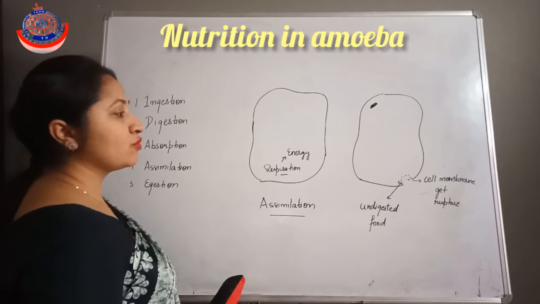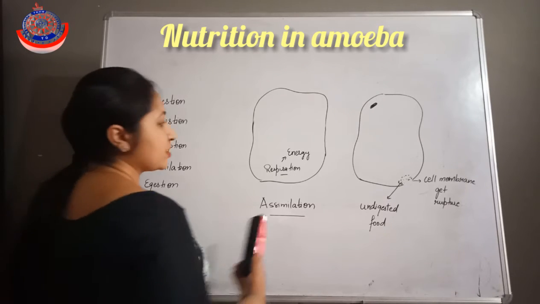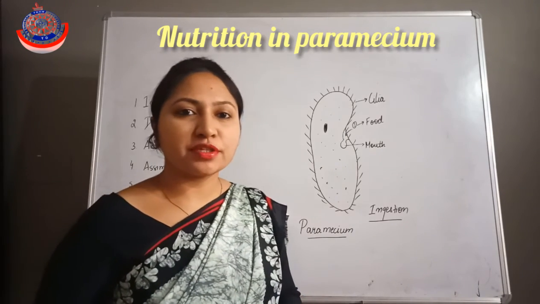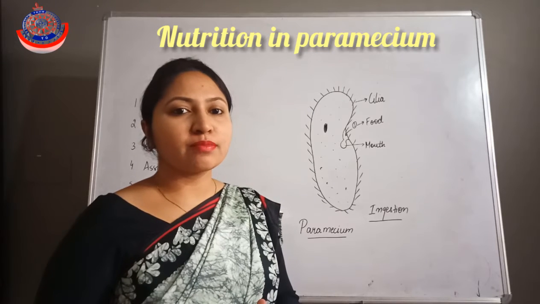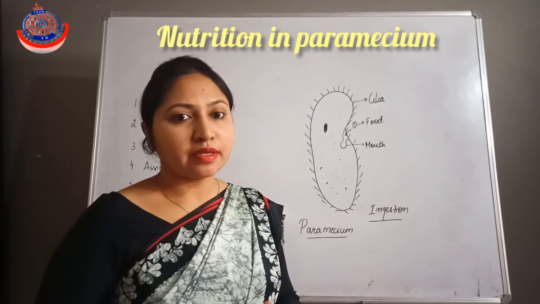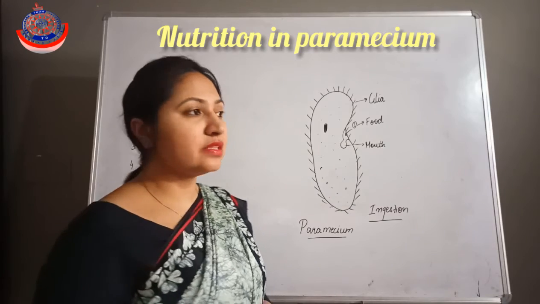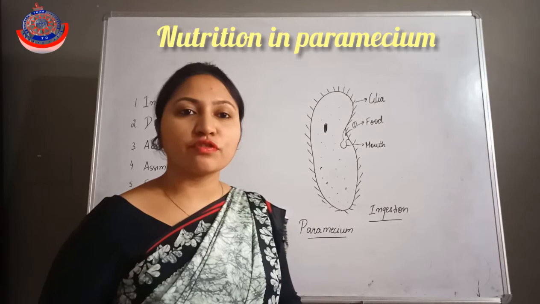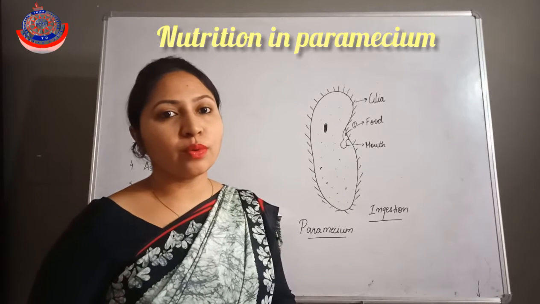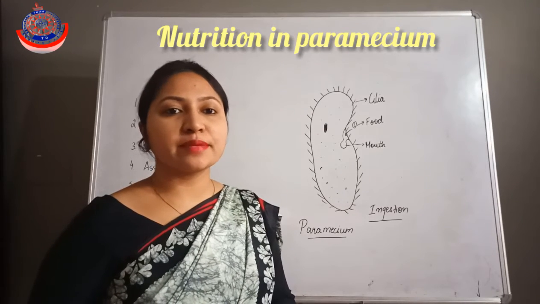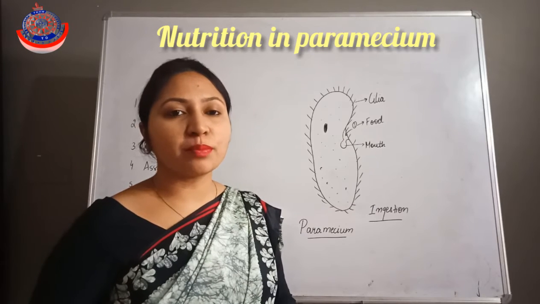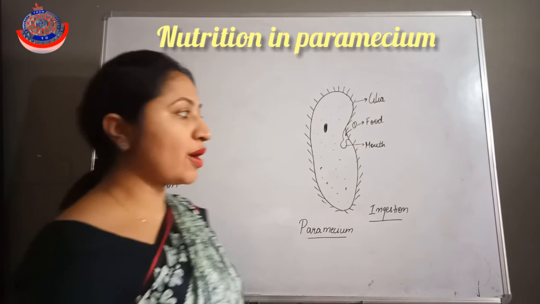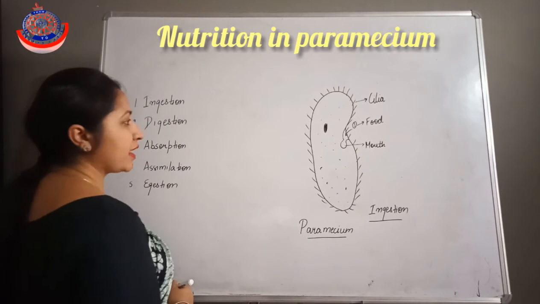Next, we will discuss nutrition in Paramecium. Here you can see this diagram of Paramecium. In Paramecium, all the steps are the same as in amoeba, except the ingestion process. The ingestion process is different in Paramecium as compared to amoeba, and the other four steps, digestion, absorption, assimilation and egestion, are the same. So let's discuss the ingestion process in Paramecium.